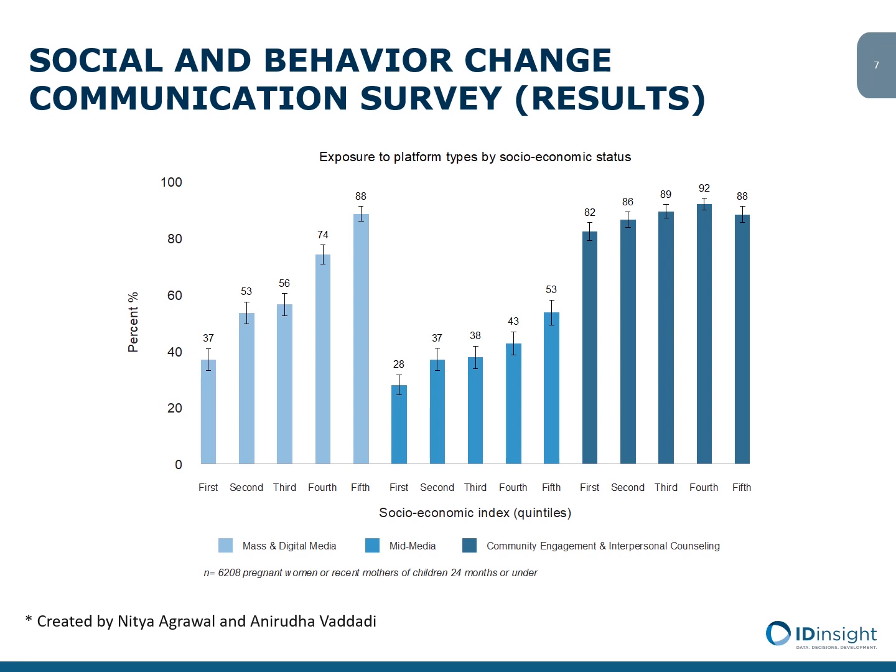Whereas platform exposure for mid and digital media increases with income across the quintiles, since these are platforms that require technology access, literacy, etc., community engagement and interpersonal counseling can be seen as a great equalizer. The proportion of women who have attended a community event or have interacted with a community health worker is consistently 80% and up, suggesting this is the platform type capable of reaching the most poor women. And this finding has implications for the targeting and social behavior change campaign strategy going forward.